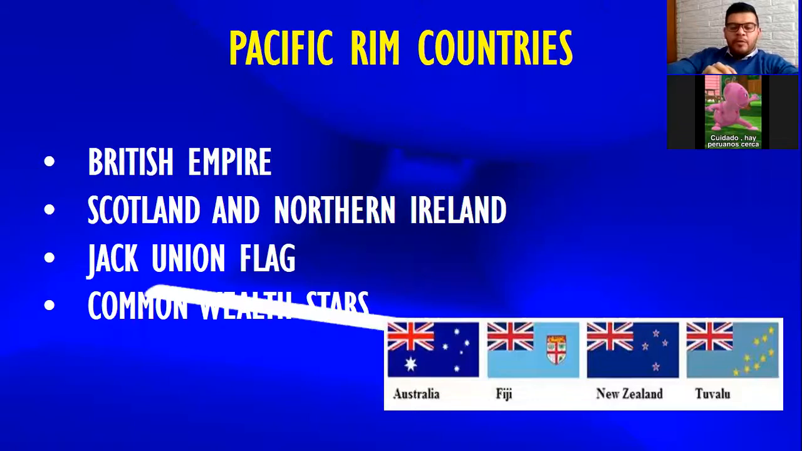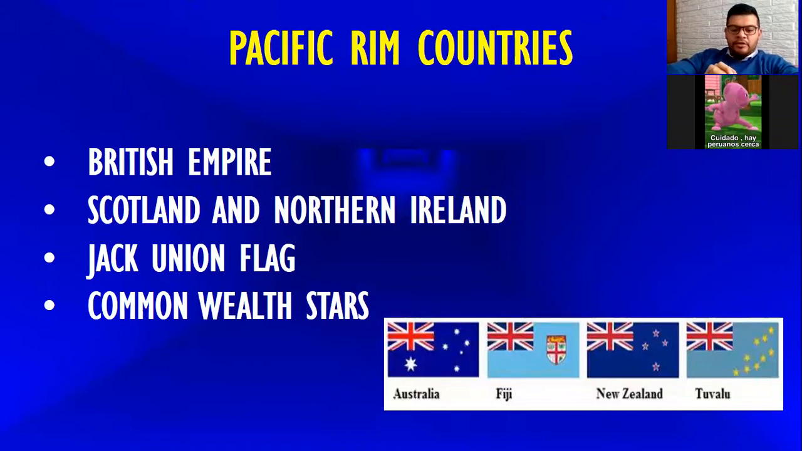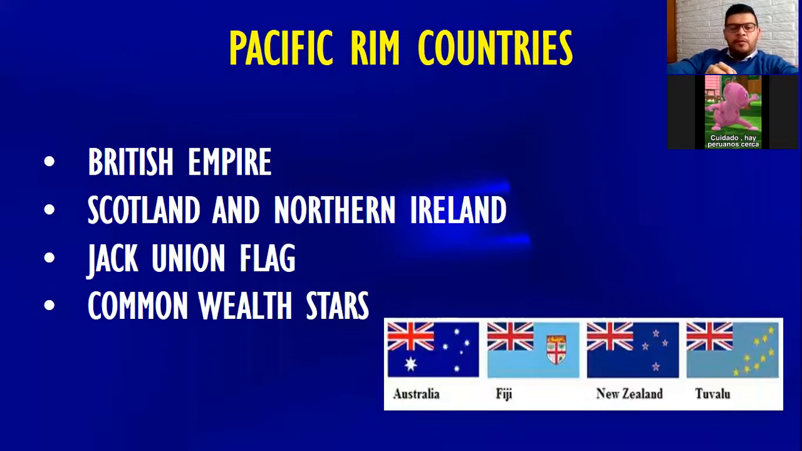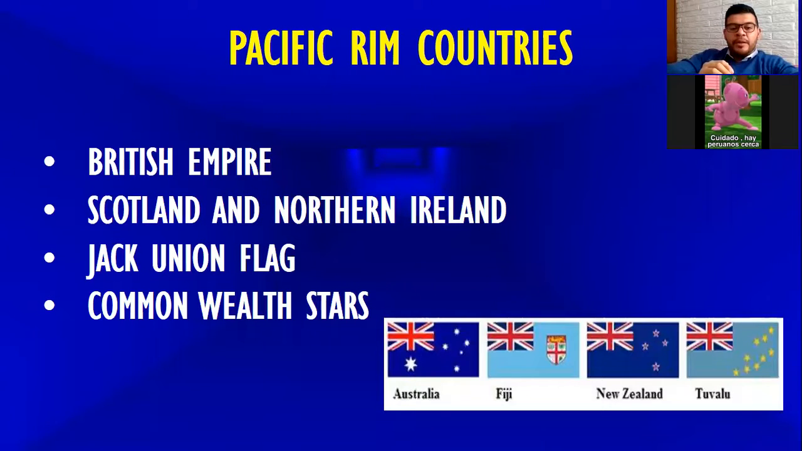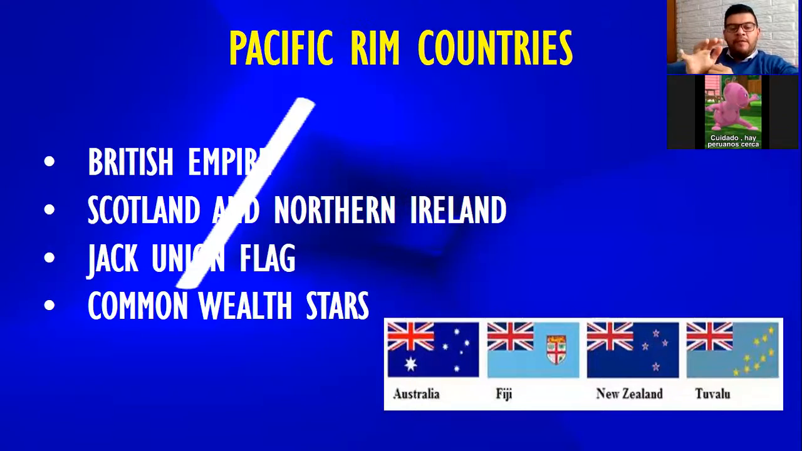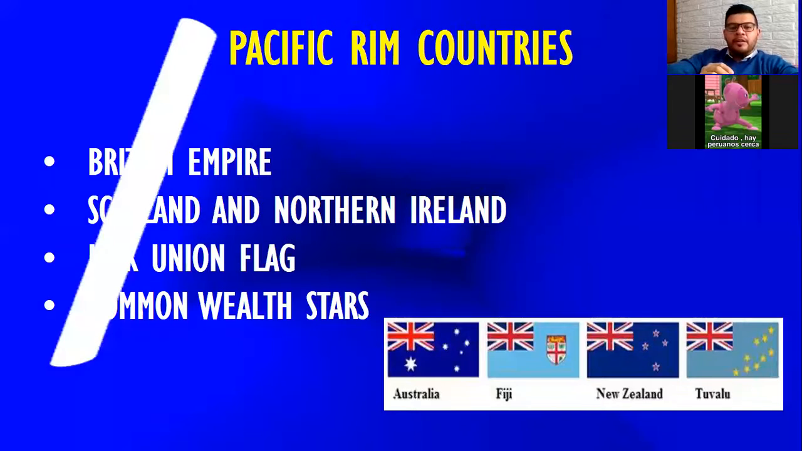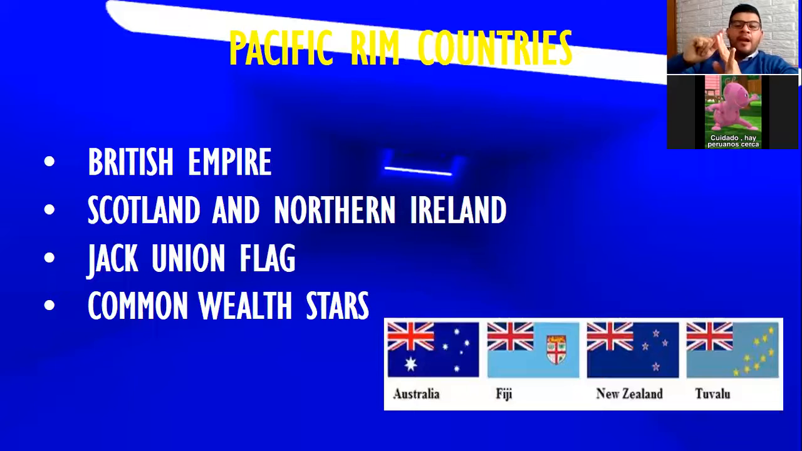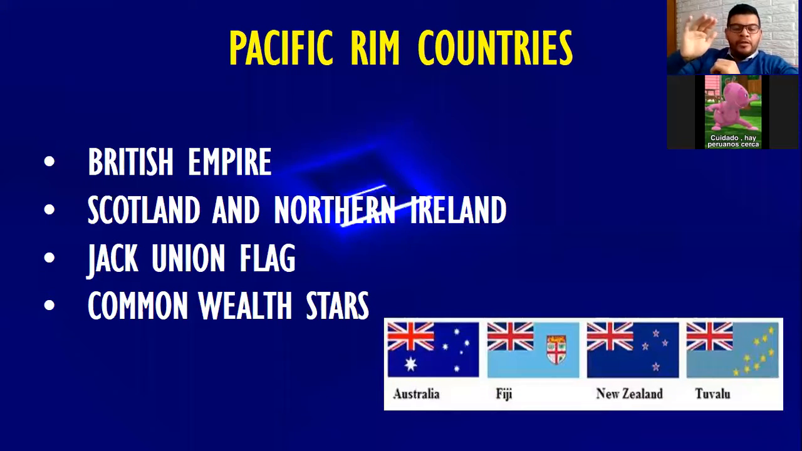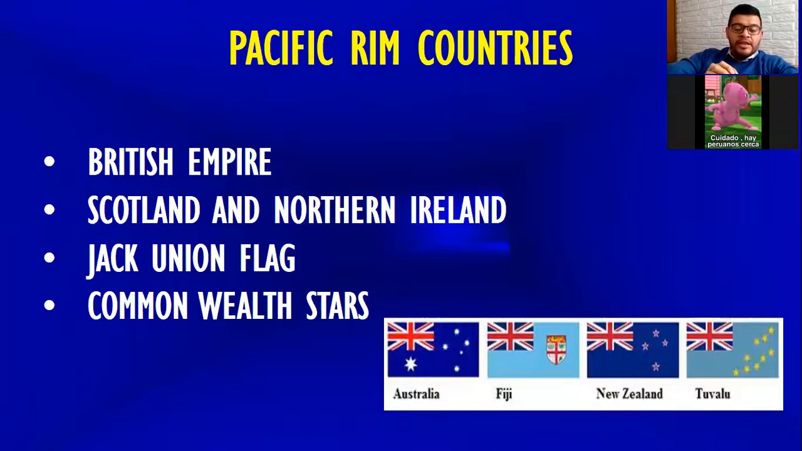And the flags that I'm going to tell you about right now are the Australian flag, the New Zealand flag, and the islands of Fiji and Tuvalu. If you see, these countries have in common that they still have the British Empire flag. If you notice, the British Empire flag is a fusion of the flags from all the countries that are part of the United Kingdom, which are Scotland, Northern Ireland, England, and Wales. In some way, all these countries contribute to the British Empire flag, which is called the Union Jack.